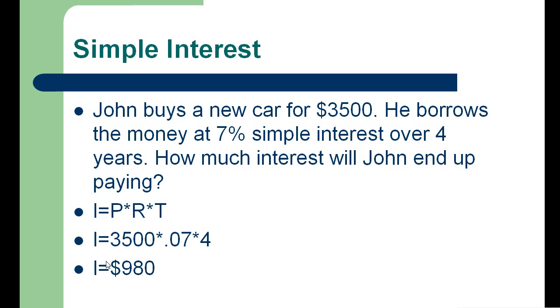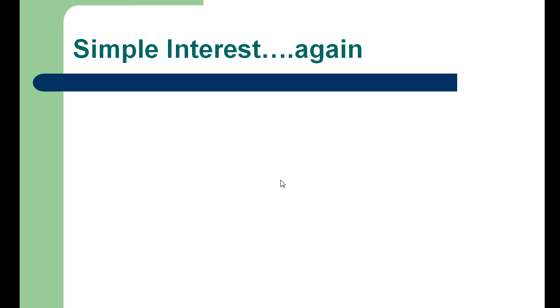And that problem is as easy as that. The interest for this is $980. So when John buys a car, he's going to pay $3,500 plus $980 in interest. But that's all we need to know for this particular problem. The interest is $980. Okay, let's go ahead and move on to the next one.